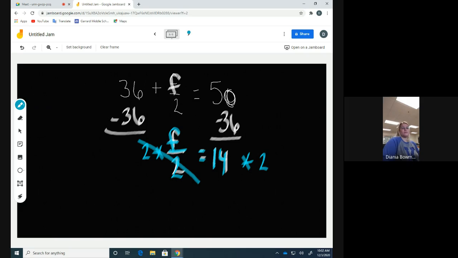These are going to equal 1. So do I have to write the 1 in front of the f? No. If I just have f, I know that there's one of them. So just f by itself is really 1f. So what's 14 times 2? 28. So f equals 28.